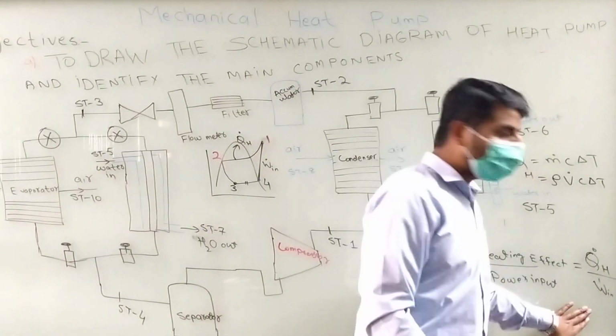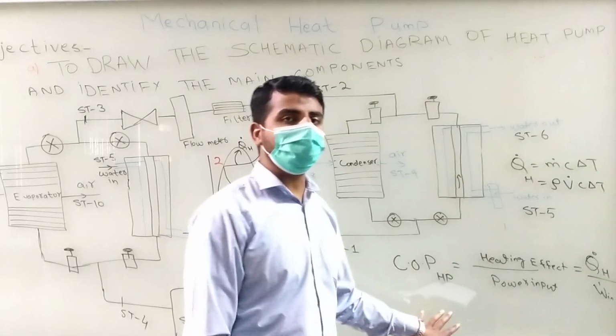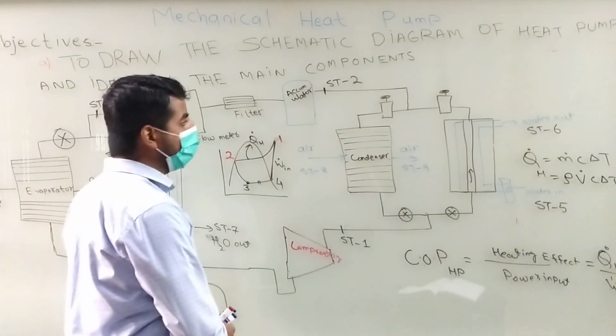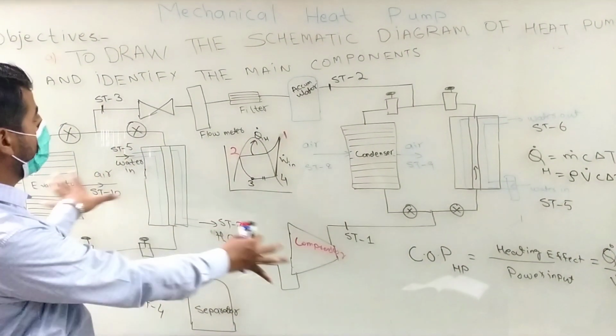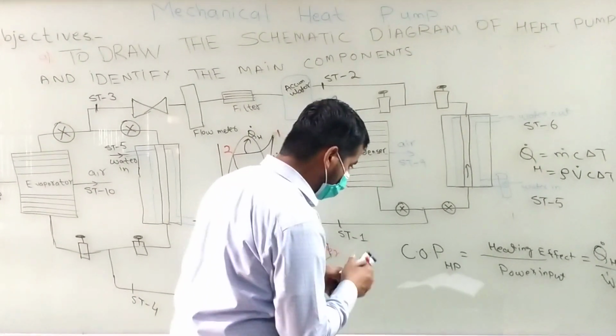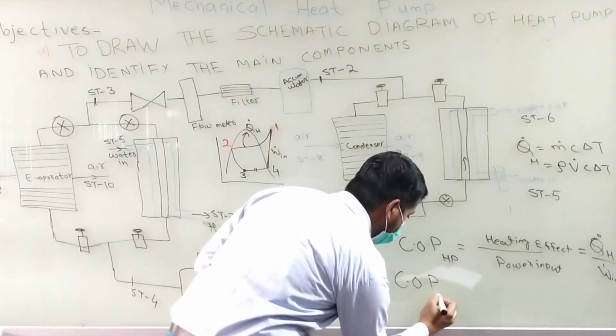So using these two values you can find the COP of the heat pump, the actual experimental value of the coefficient of performance as a heat pump. Okay, so if I have to calculate the coefficient of performance if I use this whole system as a refrigerator, I can write the coefficient of performance as a refrigerator.